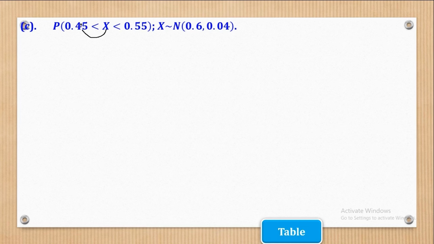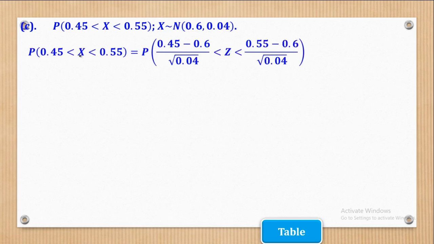So now we shall go to part C. Part C is find the probability of x greater than 0.45 but less than 0.55 if x follows the normal distribution with mean of 0.6 and variance of 0.04. So the first thing is to standardize.